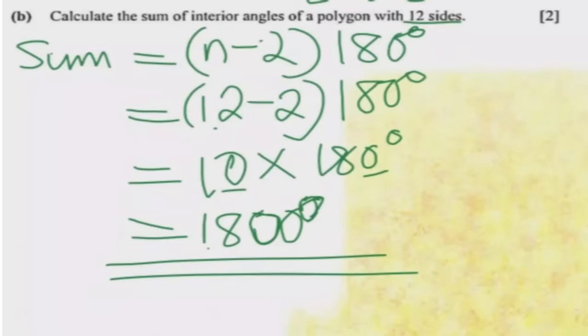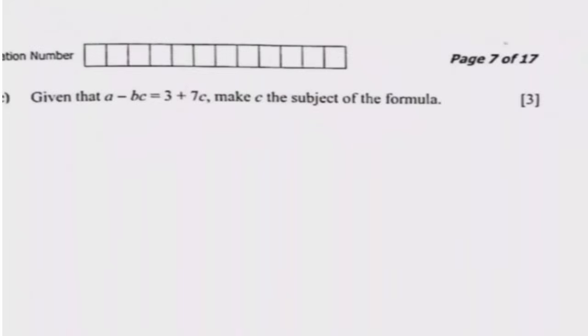Okay, now let's go to the next question. So question 3C is as follows. Given that A minus BC is equal to 3 plus 7C, make C the subject of the formula. Okay, so to make C the subject of the formula, what we're going to do is this. We are going to rewrite the expression, which is A minus BC is equal to 3 plus 7C.